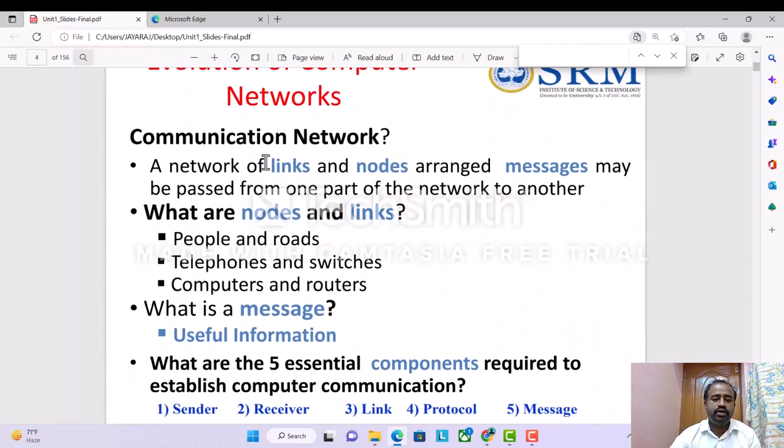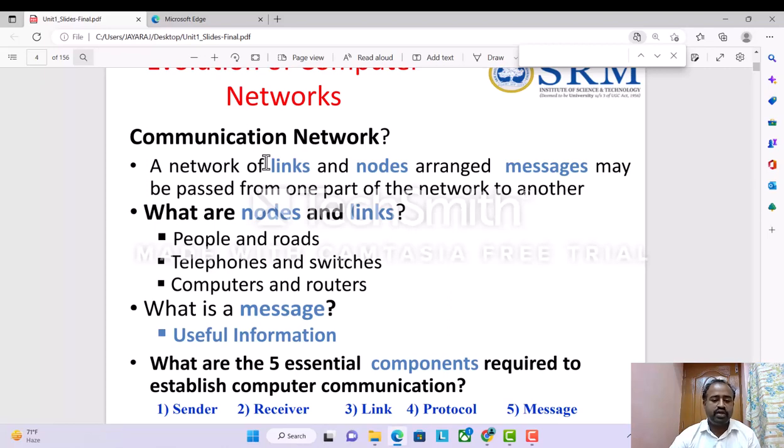What is a communication network? It is a set of links and nodes and then messages. These three are very important: you need to know links, nodes and messages. Now we are going to see what these nodes and links are. We can connect people and roads. People are the humans, and they travel through roads. Likewise, links connect the individual nodes. The links are common to the people, like a road.